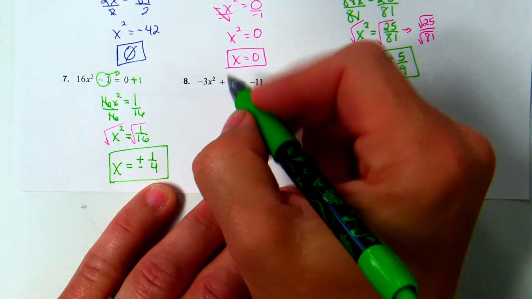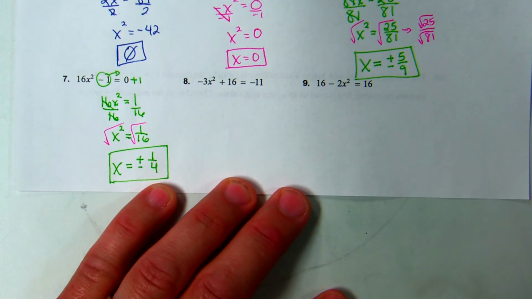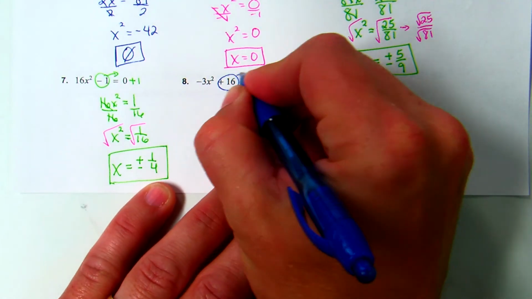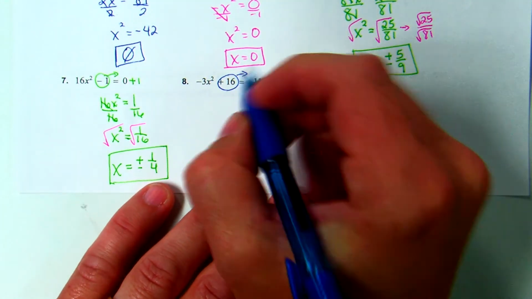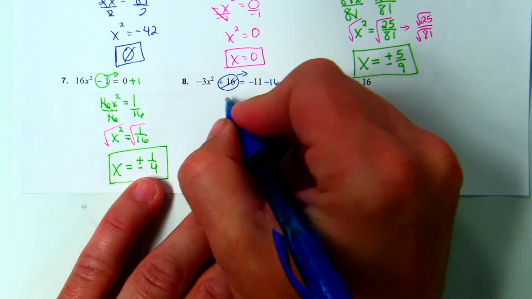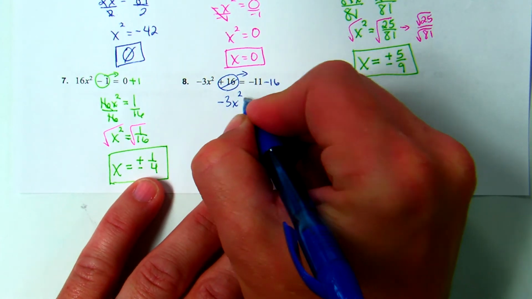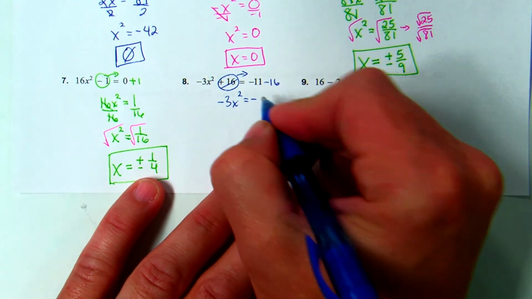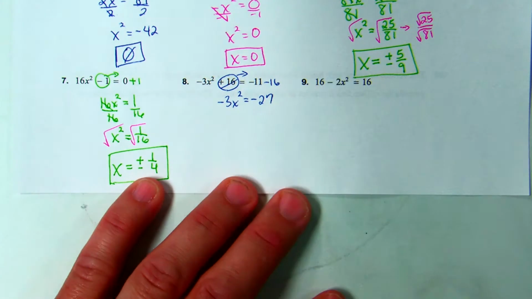All right, number 8. We have negative 16 that we're going to have to move across. So the positive 16 will become a negative when we move it across. So we'll take that and move it over here. We'll have negative 3x squared is going to equal what? Negative 27. Yes, very good.